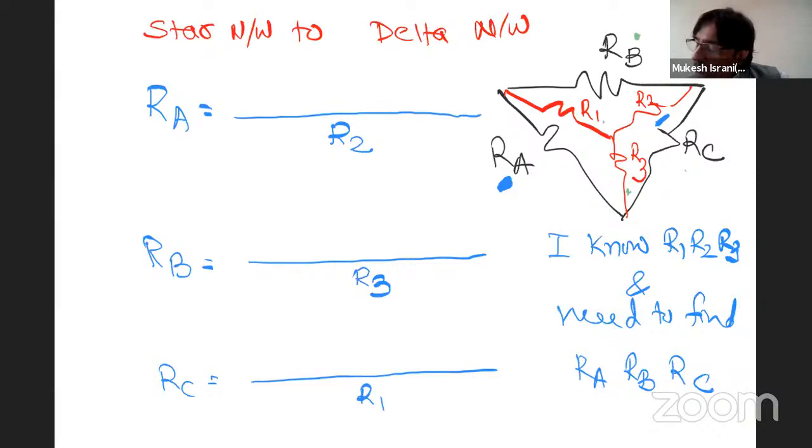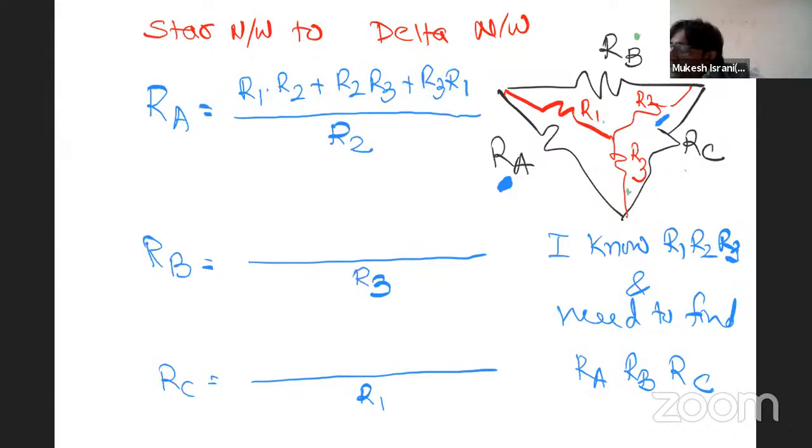In the numerator, what you have to do is RA into RB plus RB into RC plus RC, I'm sorry. It will be R1 into R2 plus R2 into R3 plus R3 into R1. So multiply this with this, this with this, this with this. You have to multiply R1 with R2, R2 with R3, and R3 with R1, and sum all. So the numerator everywhere is the same.